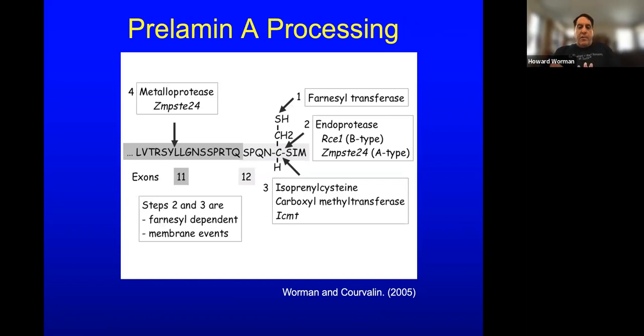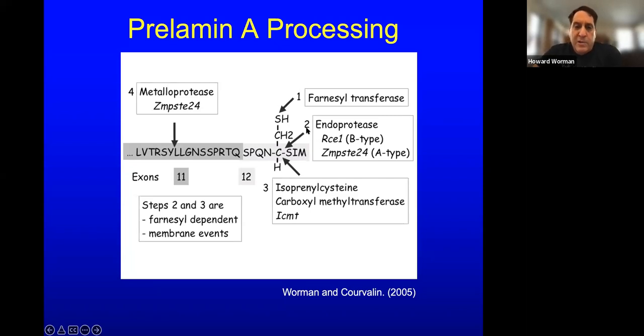So Prelamin A is a precursor to Lamin A. We talked about Lamin A and Lamin C, and those are the proteins, along with the B-type lamins, that make those filaments. But Lamin A is actually made as a precursor, prelamin A. And this protein undergoes a series of processing reactions that leads to Lamin A. As most of you know, the enzyme farnesyl transferase catalyzes the addition of a farnesyl group to this cysteine that's triggered by the sequence CAAX here, in the case of Lamin A/C, CSIM.